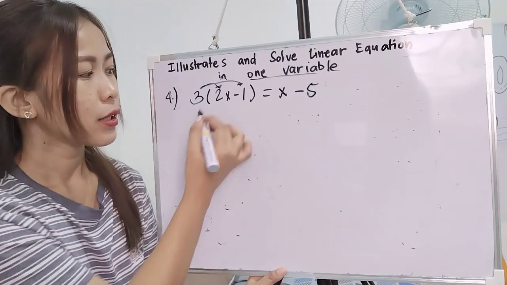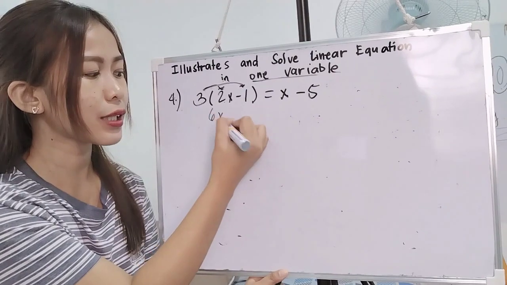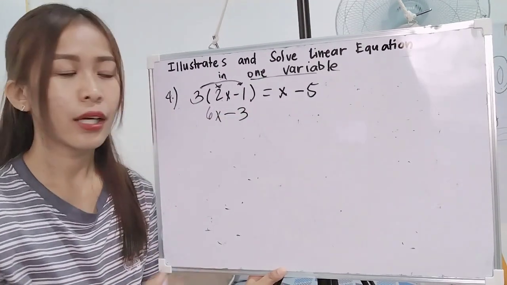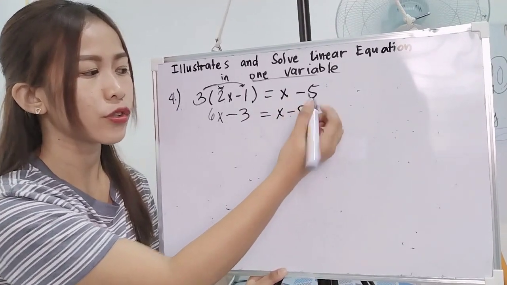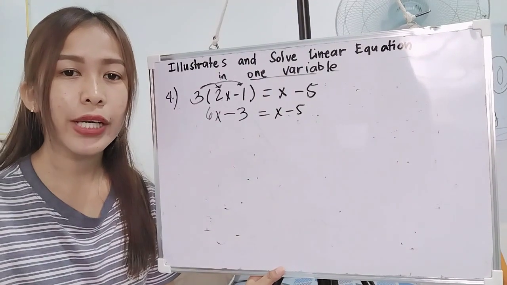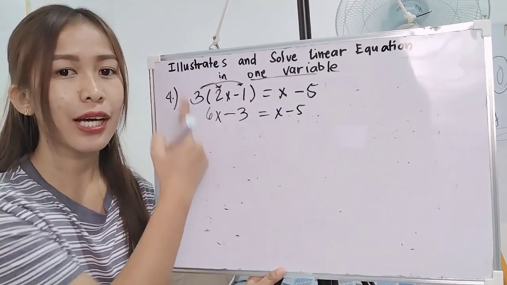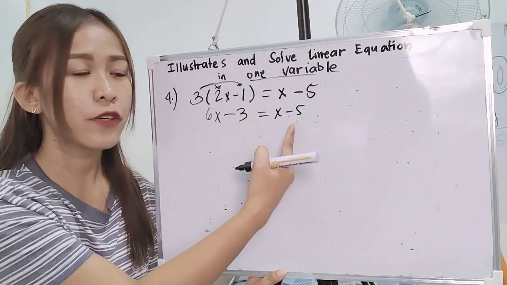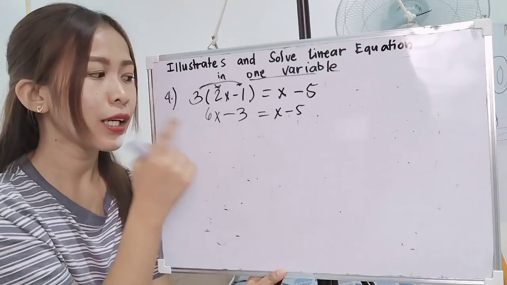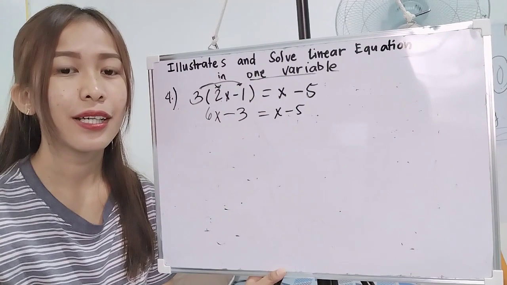Okay? And then, distribute lang, multiply, 3 times 2x, that is 6x. 3 times negative 1, that is negative 3, is equal to x minus 5. Okay? And then, what we are going to do is combine the like terms. Sino ba ang kagaya ni 6x sa kabila? Si x, tama? Therefore, kailangan silang magsama. Okay? Dito sa left side.